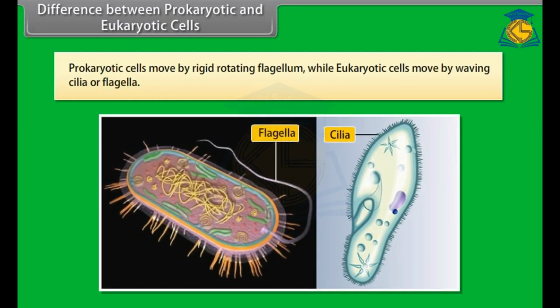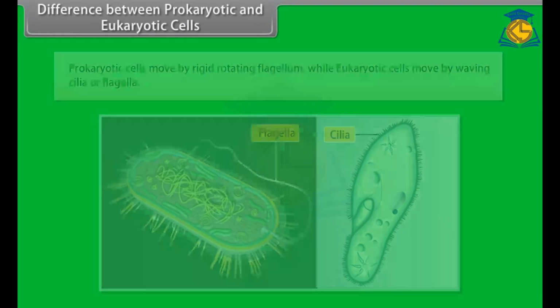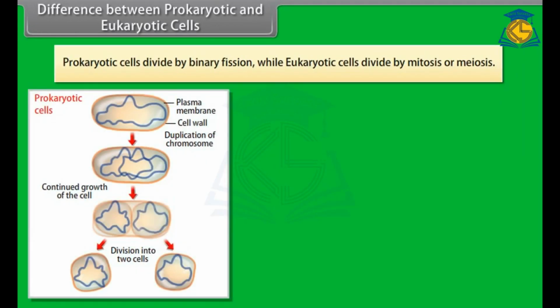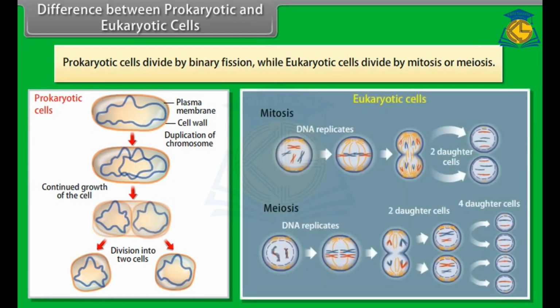Prokaryotic cells move by rigid rotating flagellum, while eukaryotic cells move by waving cilia or flagella. Prokaryotic cells divide by binary fission, while eukaryotic cells divide by mitosis or meiosis.